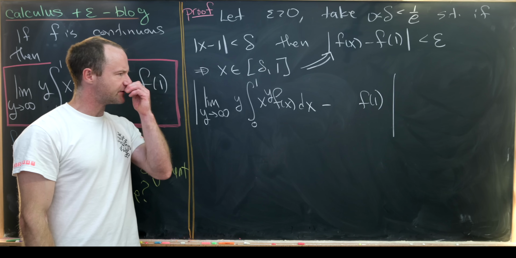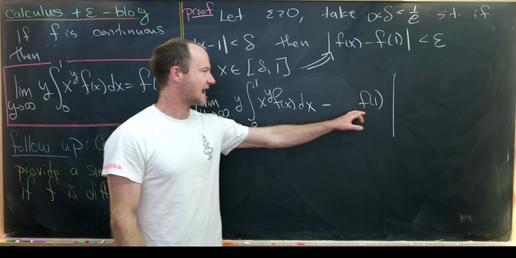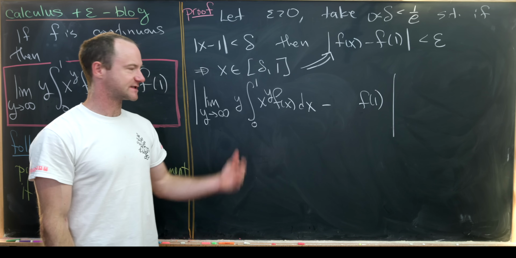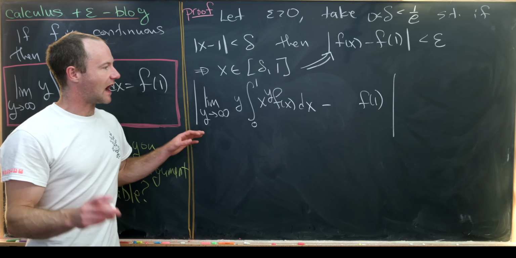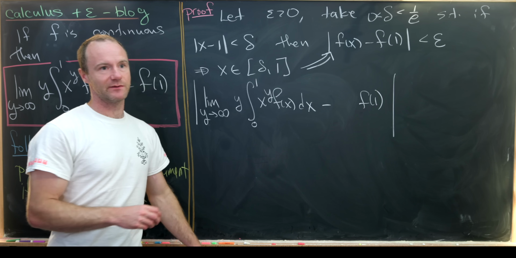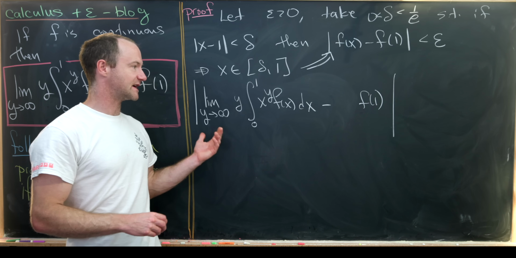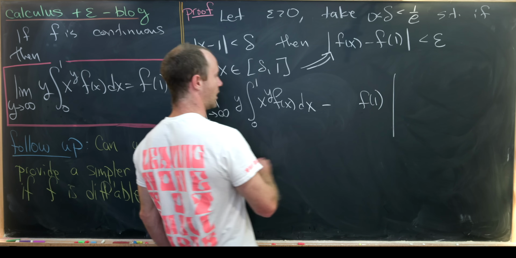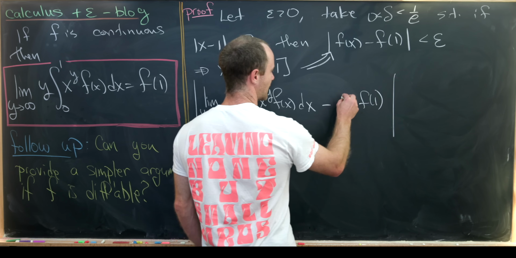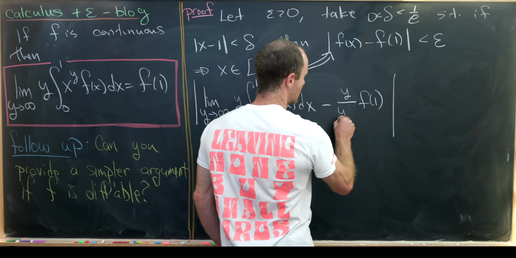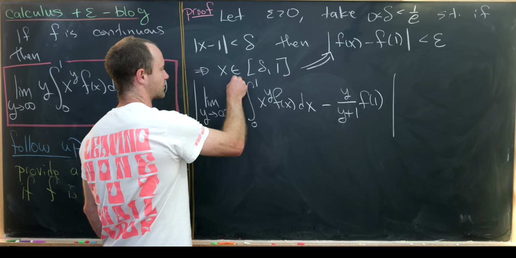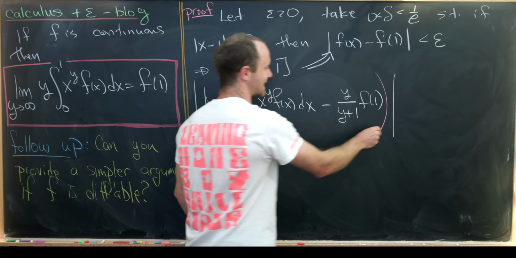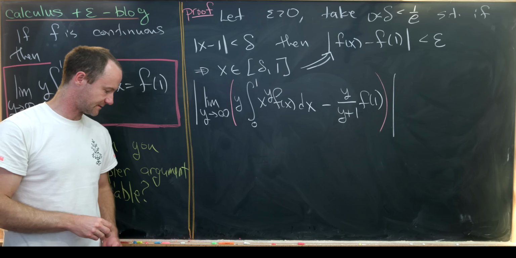But I'm going to do a bit of a trick here. Notice that this f of 1 is really outside of this limit because it's coming from the other side of this equation. I'm going to bring it inside the limit by multiplying by something whose limit is 1. And the version of 1 that I'll take is y over y plus 1. And then let's put some parentheses here just to show that that's all within the limit.